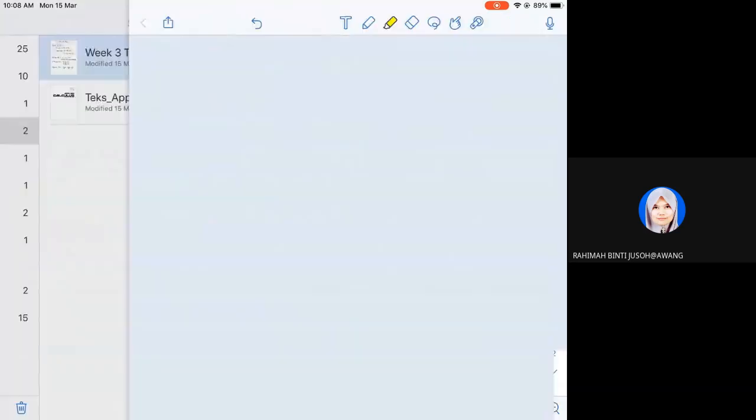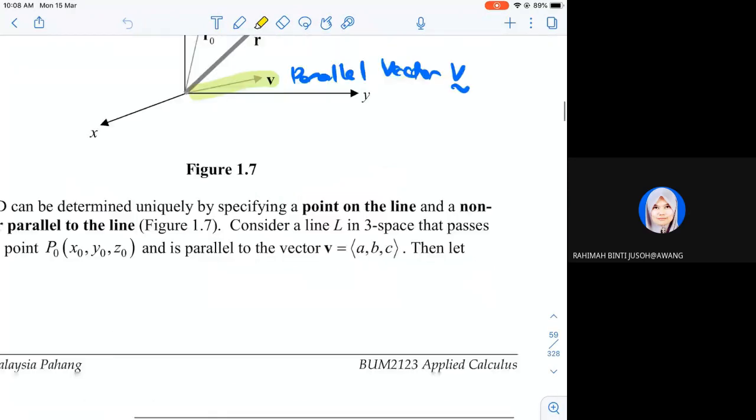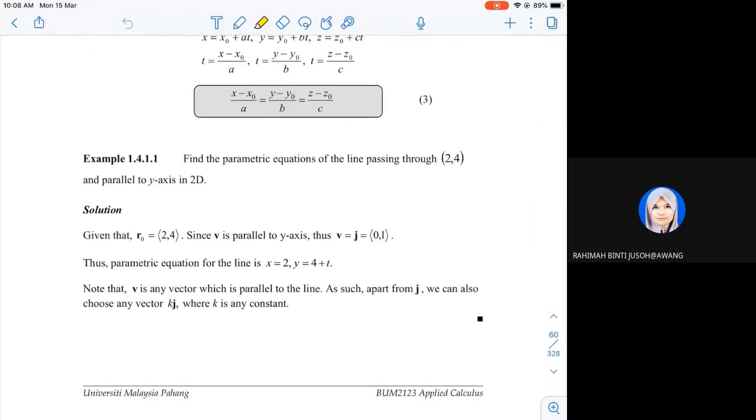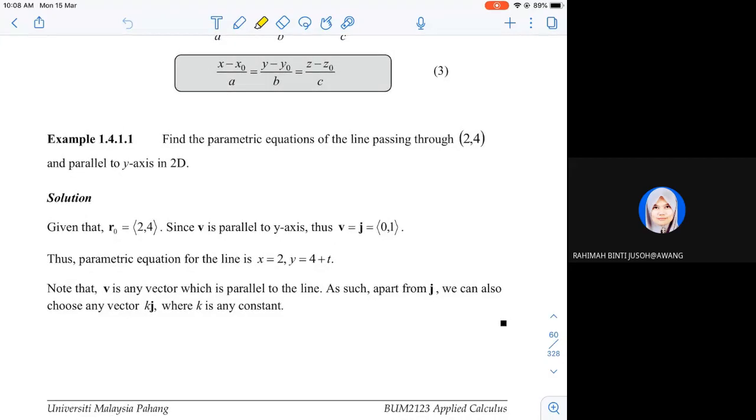Okay, now let's take a look at the example. So I give you a similar example to 1.4.1.1. Find the parametric equations of the line passing through a point and parallel to y-axis. Okay, so let me give you the same example but different numbers lah. Okay.